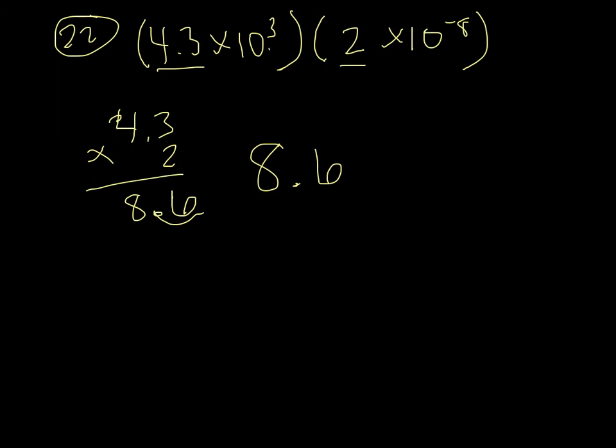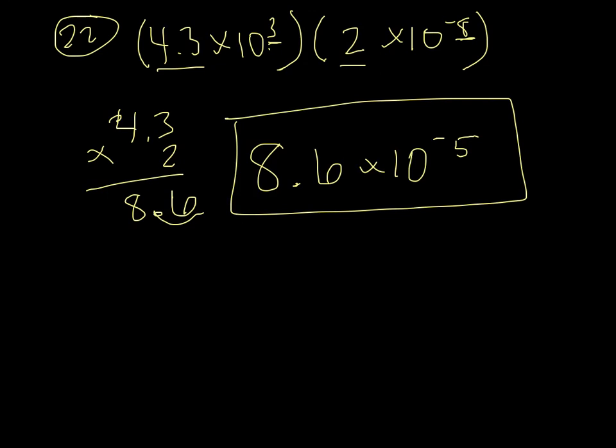Okay, so now this one's kind of easy because all I have to do is add my exponents. If I have $3, but I owe you $8, that means I can only pay you 3, but I still owe you $5. Okay, so here would be our answer for number 22.